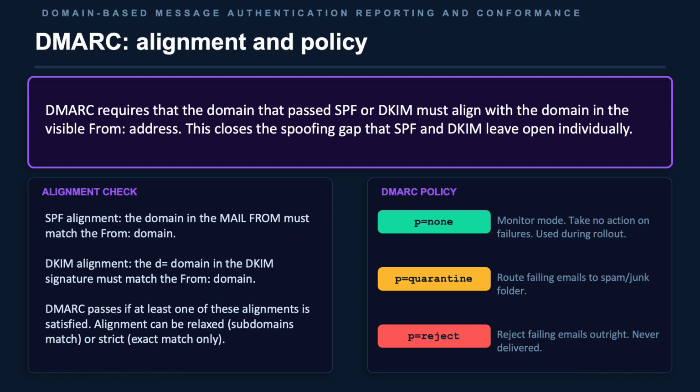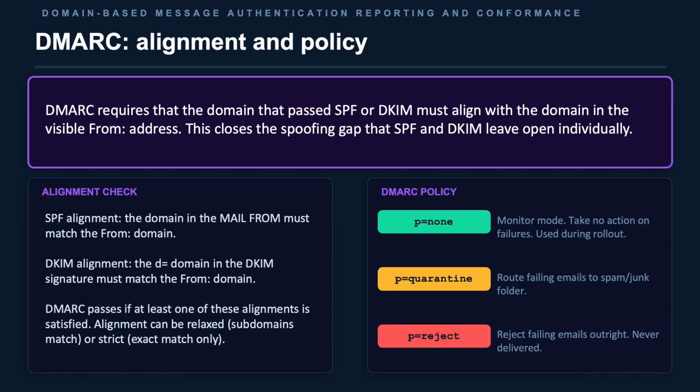Go back to our attacker from the previous slide. They passed SPF using attackerdomain.com, but the visible from said your company. Under DMARC, those two domains don't match, so alignment fails, and the whole check fails no matter that SPF technically passed. Same applies to DKIM. If the signing domain in the d tag doesn't match the from domain, alignment fails even though the signature itself was valid. This is the mechanism that finally stops the spoof.